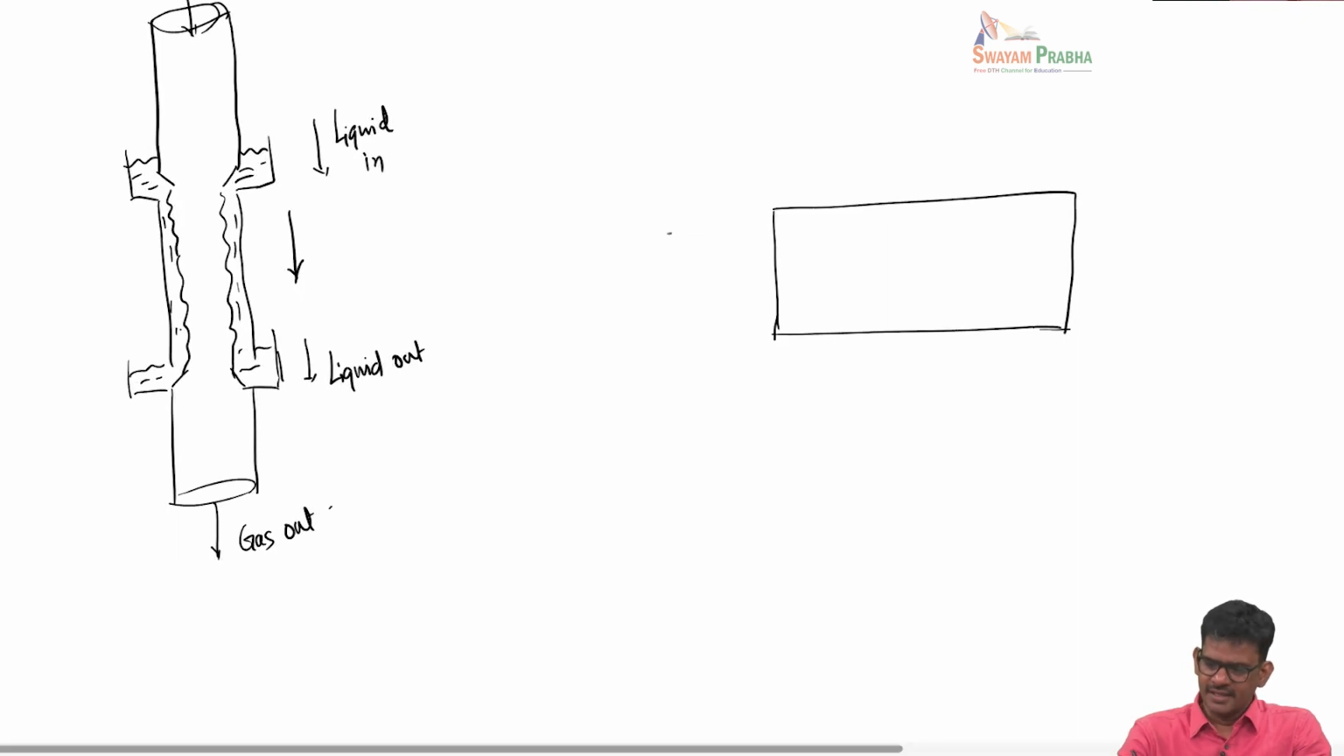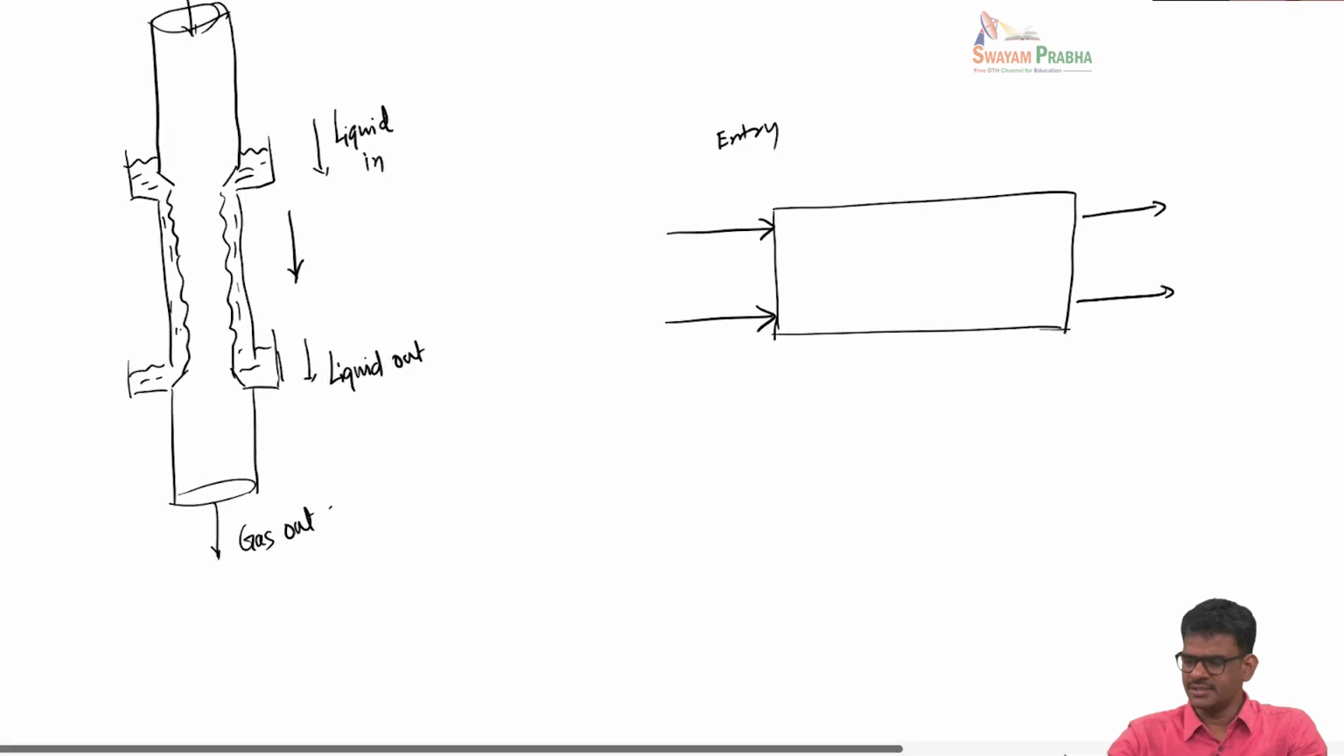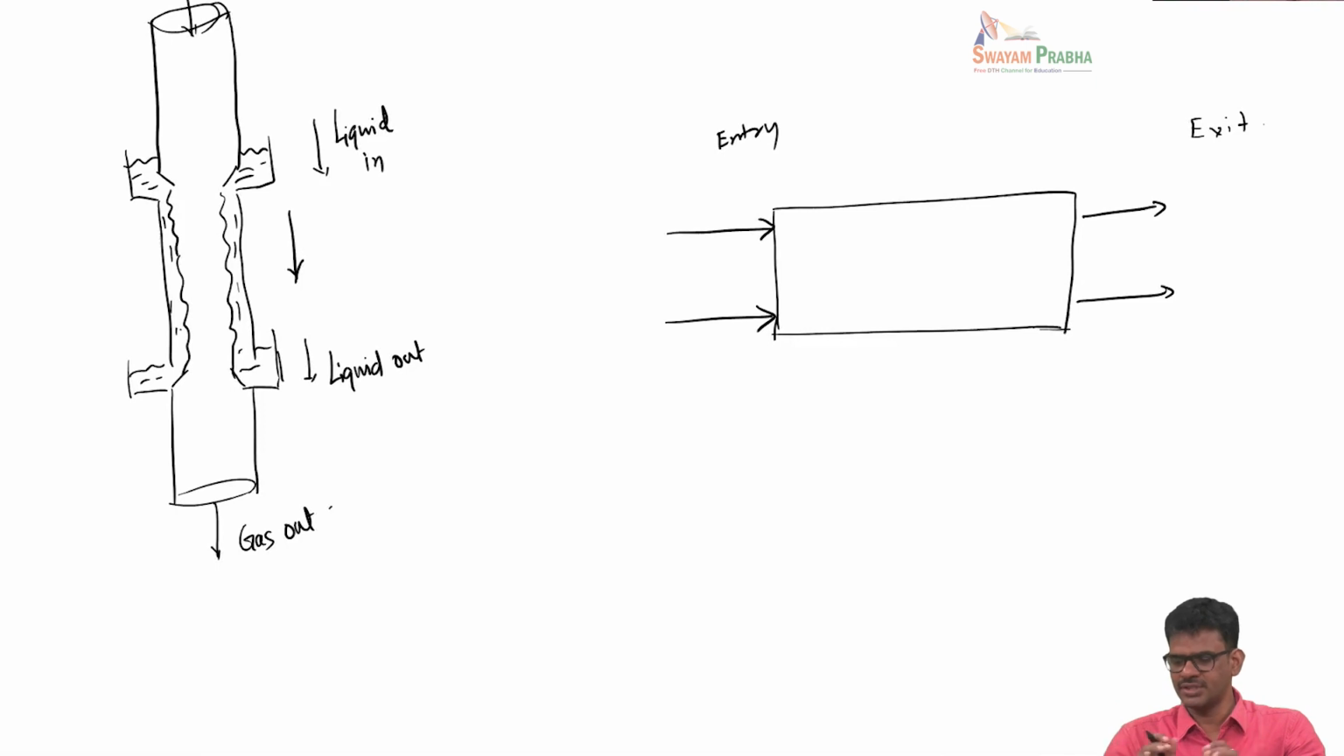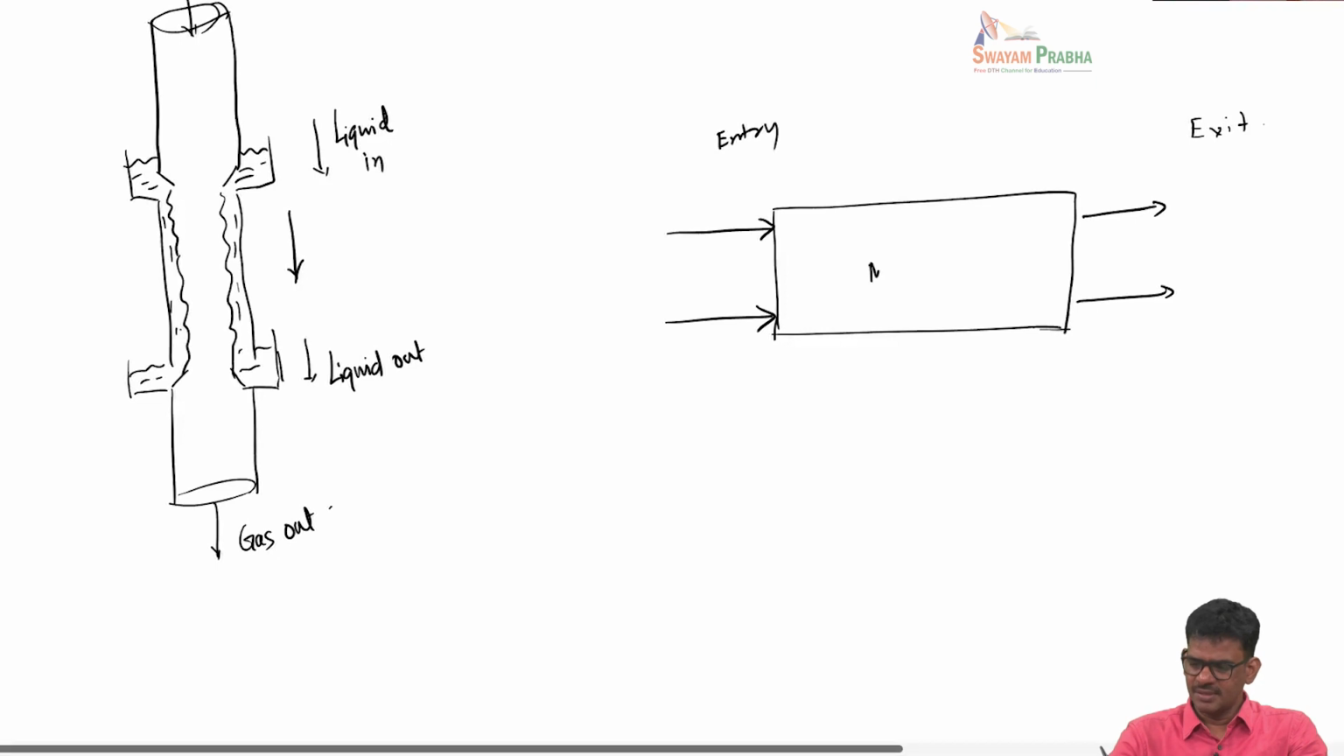So we will say that the two phases are entering from one side. We will call this the entry, and the two phases are leaving at the exit. This is the exit point. Whether it should be horizontal or vertical doesn't matter. This is just for pictorial representation. So we will assume that this is a mass transfer equipment that allows contact between the two phases. Now to make it general, I'm going to use certain notation, and then I'll explain what these notations mean.